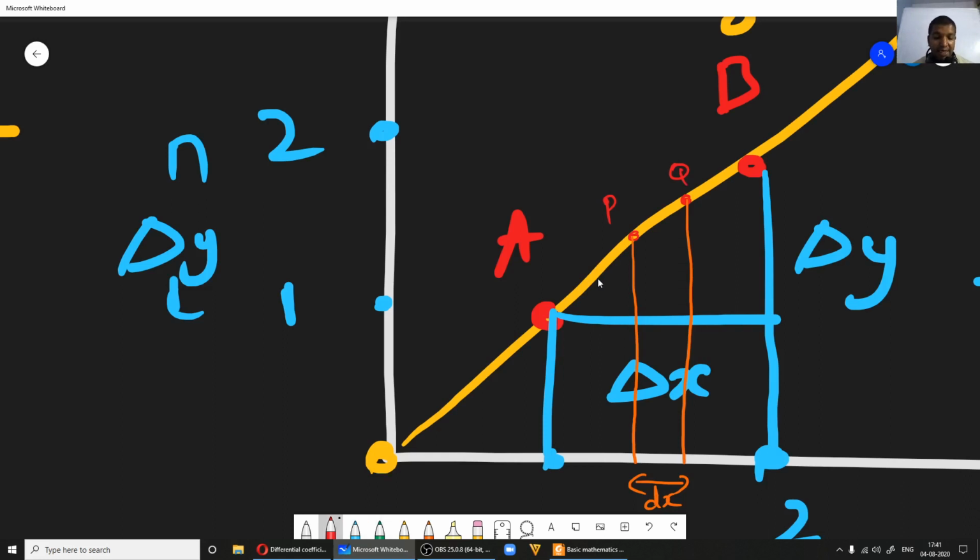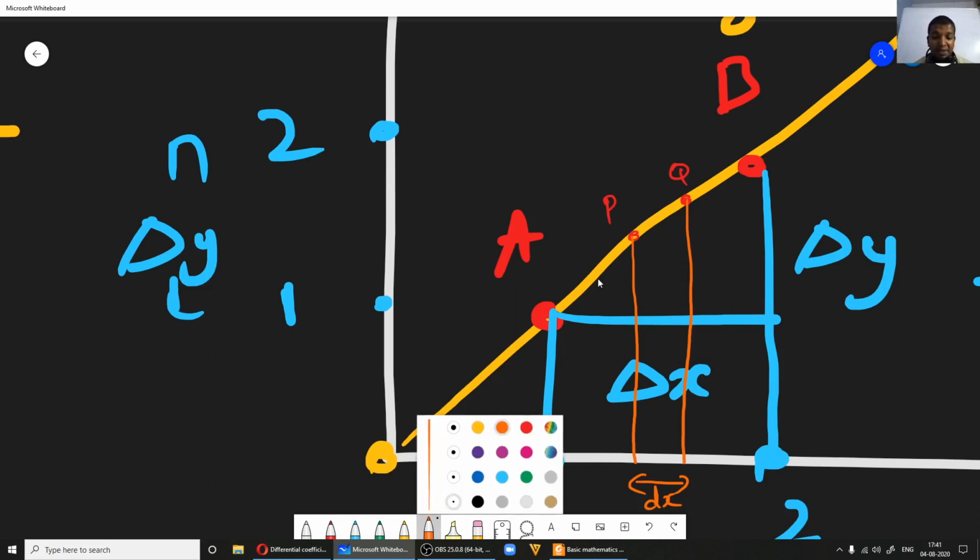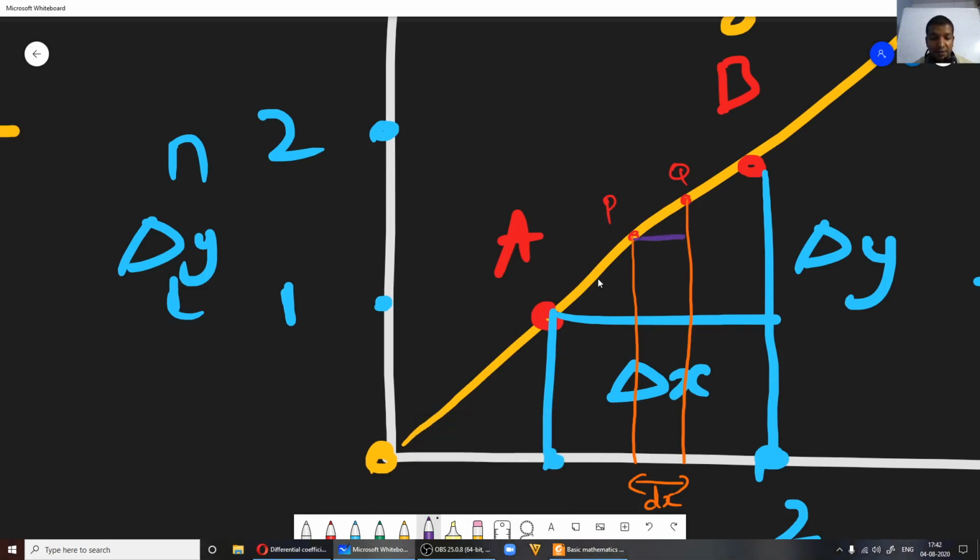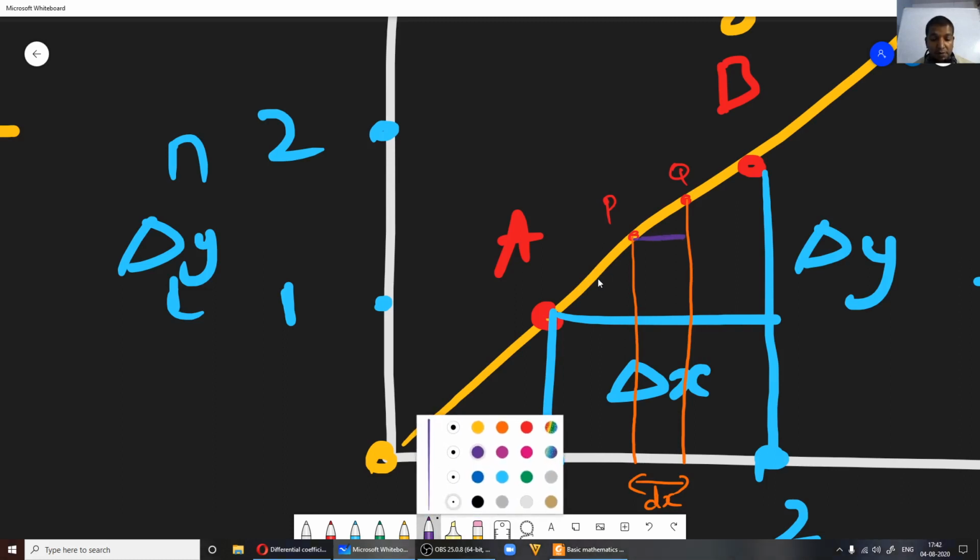Now since it is a straight line, if you observe some change in, which color do I choose?